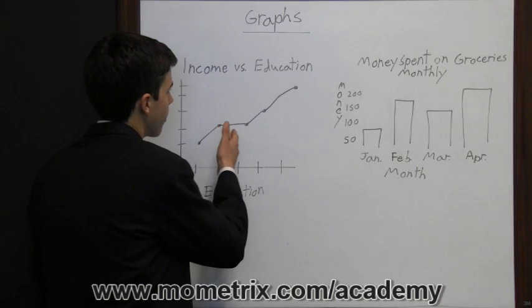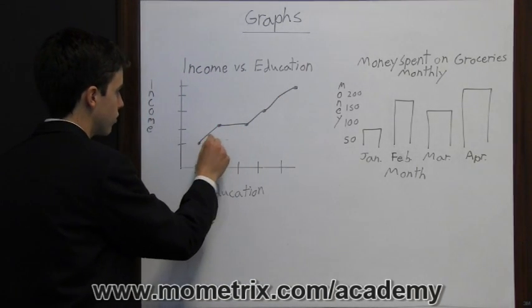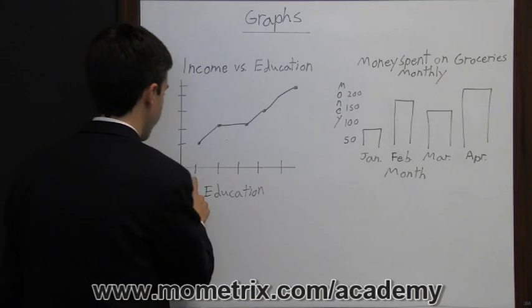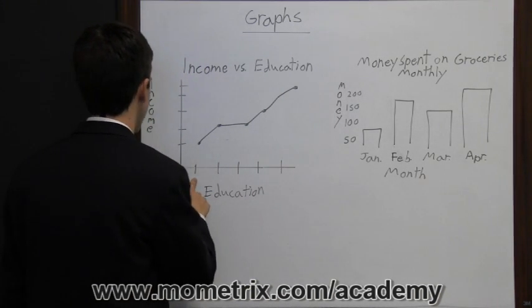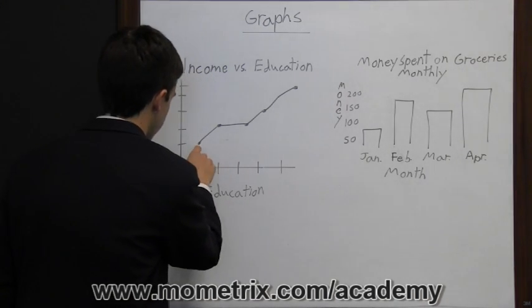So here we have a line graph, and so it's basically what it sounds like. It's a line. So these points right here are plotted in different areas. So say this mark right here was high school. That was the level of education. And the income right here is $36,000. And so there's a point put right here.